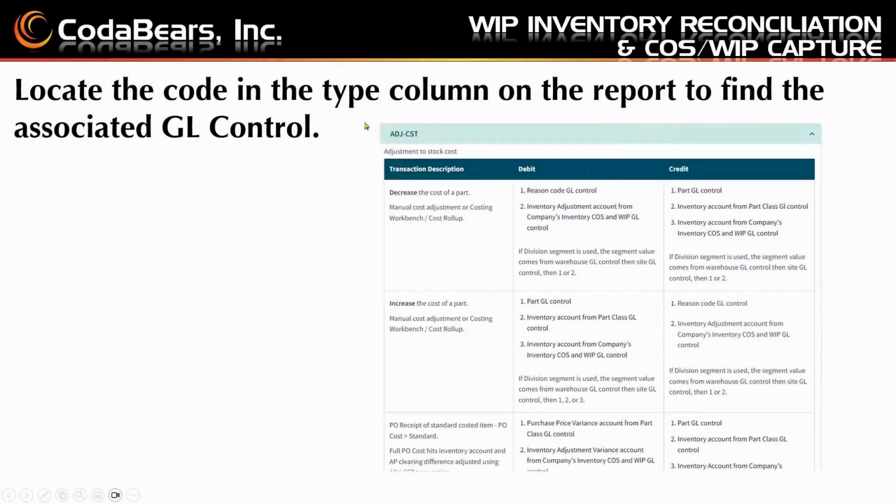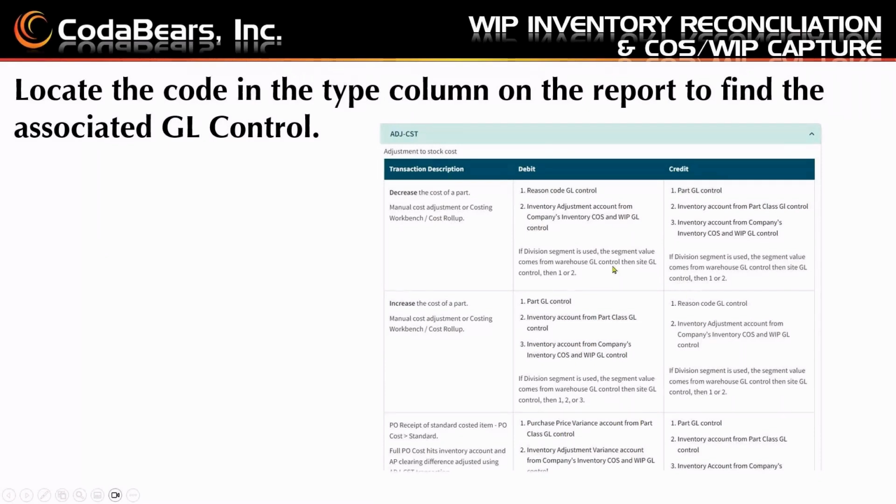This one is kind of, I don't know why it showed up, but it did. When we click on that, when we go into that report, then we get this report, which shows us if the adjust cost, which is what we saw in the report, is a decrease in the cost of a part, it's telling us where it's coming from. It's telling us where the debits are going to post and where the credits are going to post.